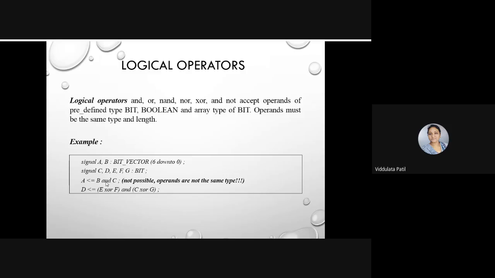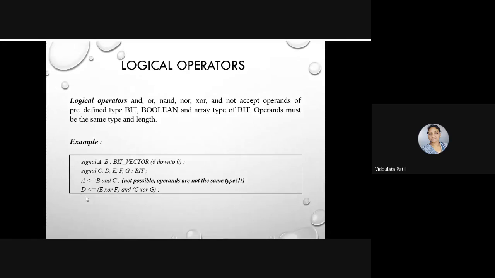Okay, so as both do not have the same length, they will not be executed at the same time. Actually it is not length, it is the type: b is a bit vector, a is also a bit vector, an array with a size of 6 down to 0, and c is just a bit. So as they are not of the same type, it will give an error.